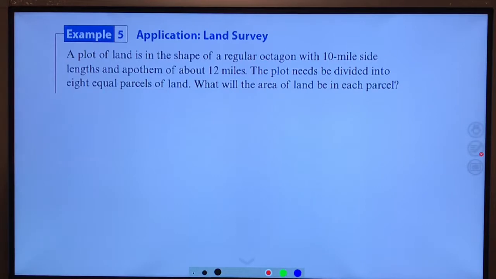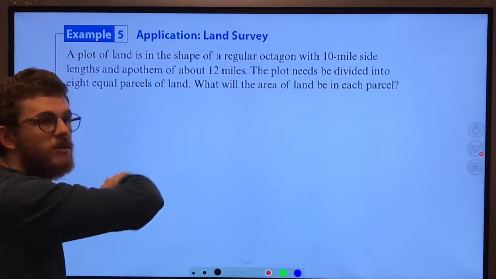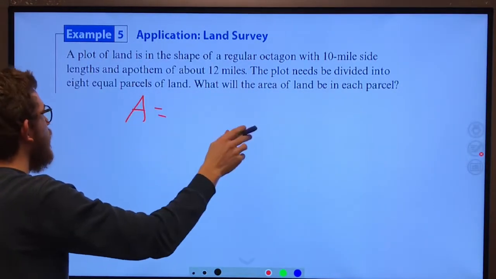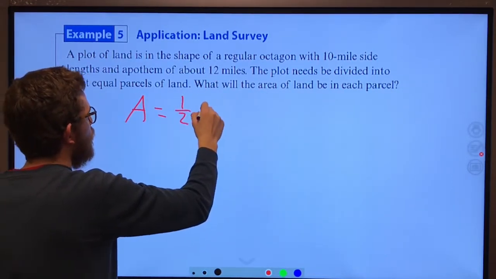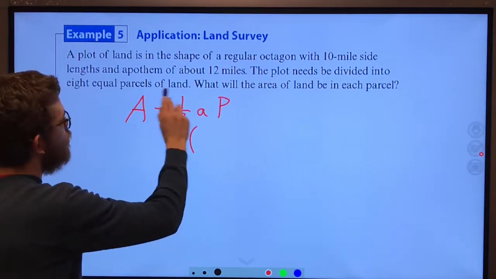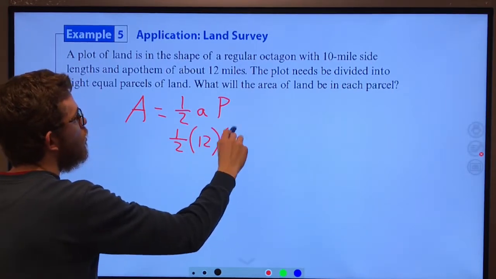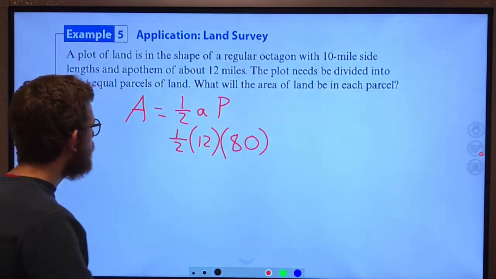Here it says the plot of land is in the shape of a regular octagon with 10-mile side lengths and apothem about 12 miles. The plot needs to be divided into 8 equal parcels of land. What will the area of land be in each parcel? Well, first of all, we can find the area of the entire parcel of land. We know, because this is a regular octagon, 1/2 the apothem times the perimeter. We're told the apothem was 12 miles. The perimeter, if this is an octagon with 10-mile sides, would have a perimeter of 80.